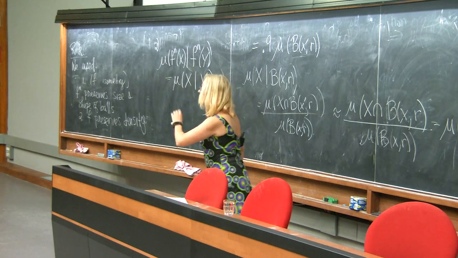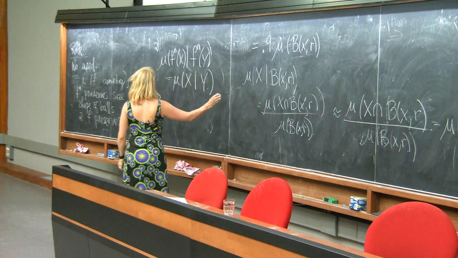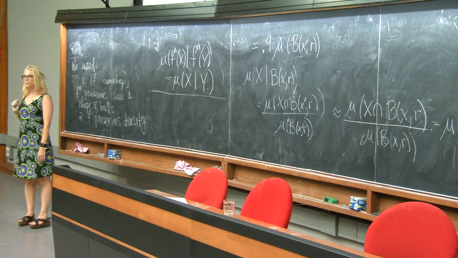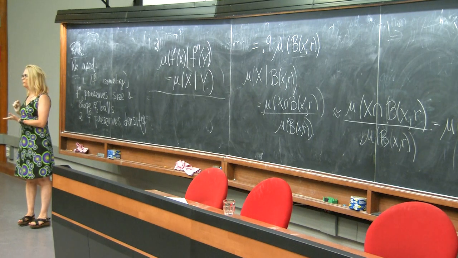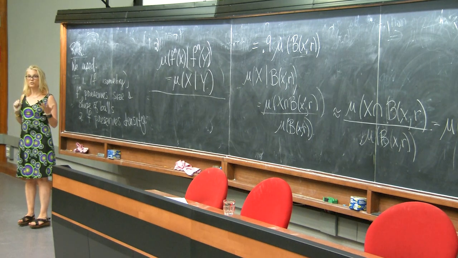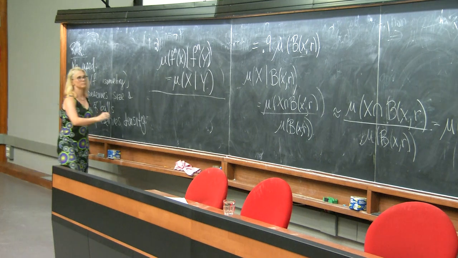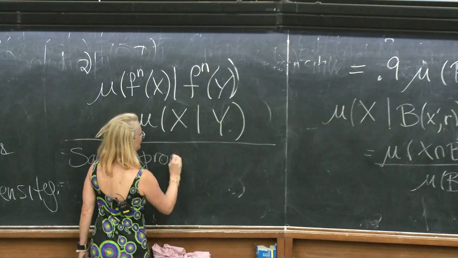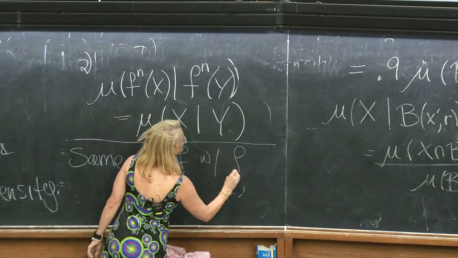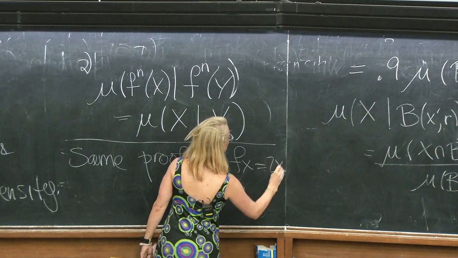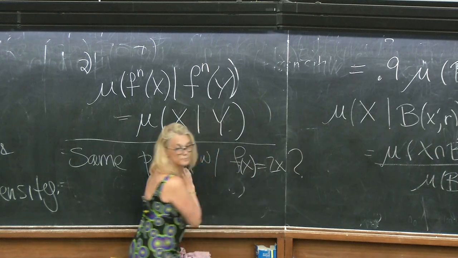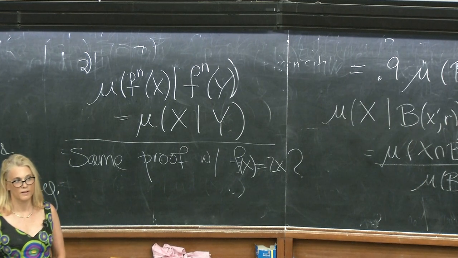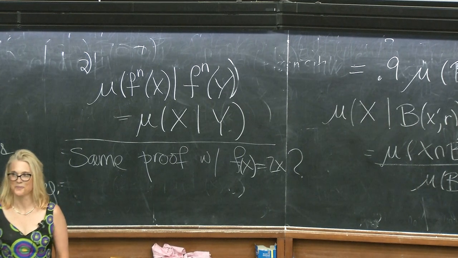As an exercise, this was really what I was going to talk about at the end of this lecture, but I don't have time. What happens if you try to do the same proof with f of x equals 2x? What happens if you try? Think about that. And I have an advanced exercise.